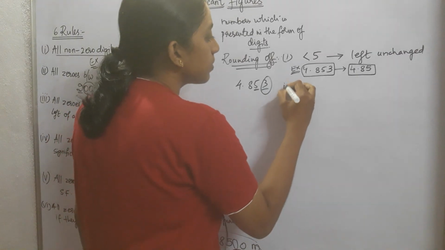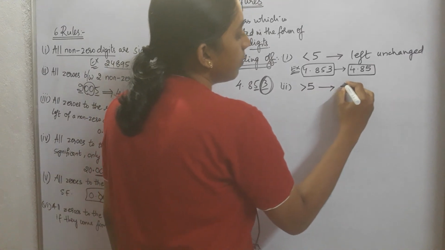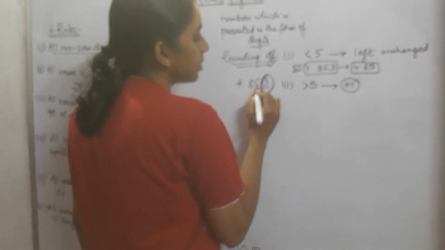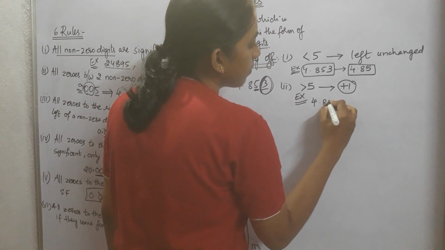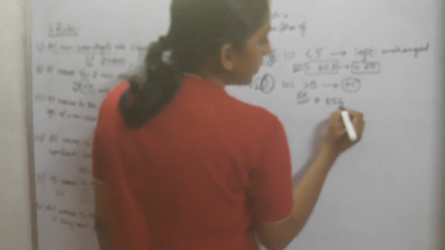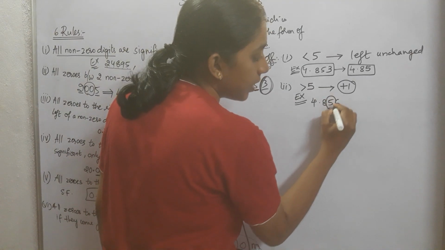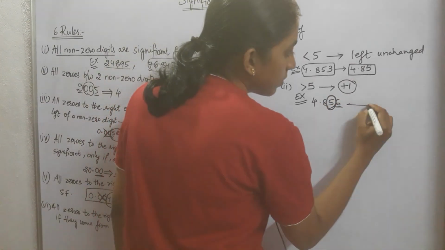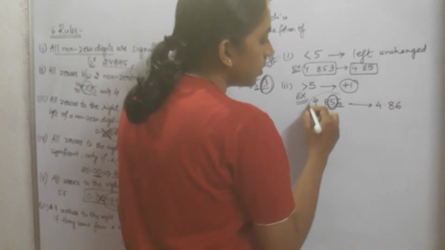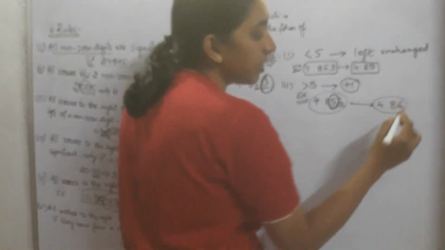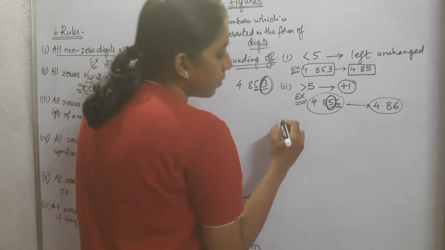Now the second rule is, if the last digit is greater than 5, then we have to add plus 1 to the last before digit. We'll see an example: 4.856. 6 is greater than 5. So what do we have to do? We have to add plus 1 to the last before digit, which is 5. So 4.86. This is how we will be rounding off a given value. In this we have 4 significant figures, and to the right side it became 3 significant figures. So this is the second rule.